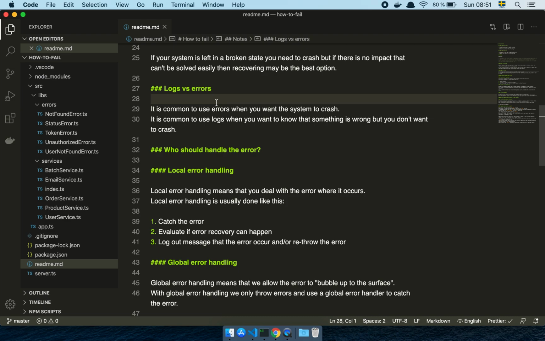And when you crash, you throw an error. When you recover, you have a few more complicated strategies. We're going to look at a few of those strategies. But the normal thing is that you still want to communicate that something went wrong. It is very rare that you don't want that.